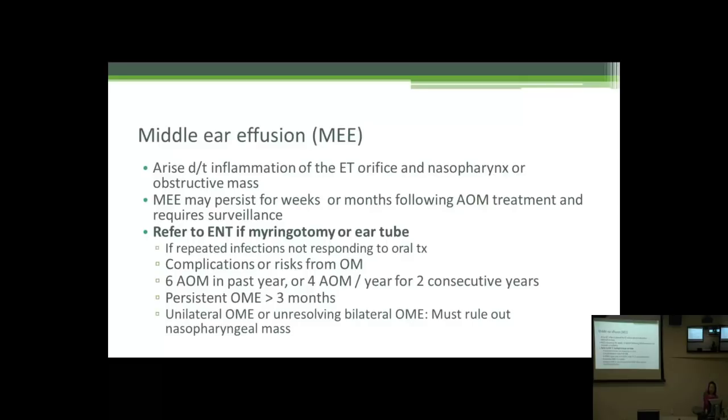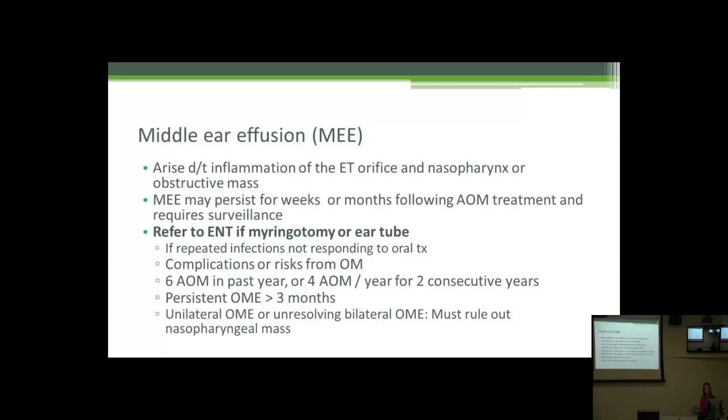Let's say they have frequent ear infections. You also want to refer them to ENT for frequent ear infections, frequent recurrent otitis media with effusion. If it's unilateral, again, you want to rule out any risk of nasopharyngeal carcinoma, so you should refer them to an ENT to have that examined.